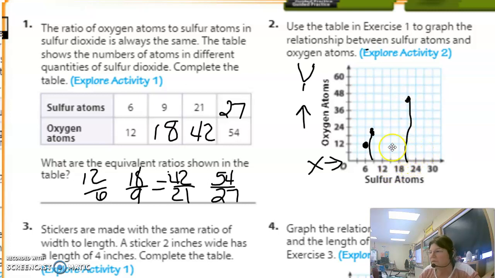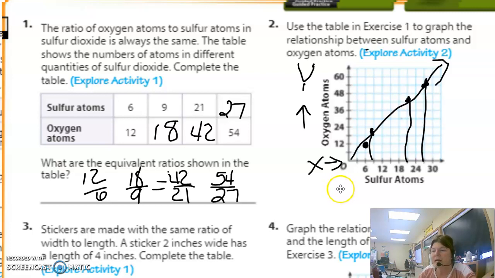Next one is 27 and 54. So we'll go in between the 24 and the 30, and we'll go up to the 54, about where we think it would be, probably right about there. Okay? So now when you look at this, what did I plot? Well, I plotted a line that went up. Our line went up and would continue to go up if we had a higher ratio. Okay? I hope that makes some sense to you.